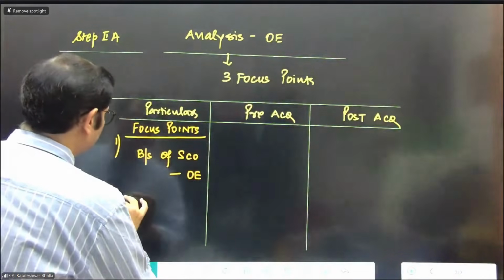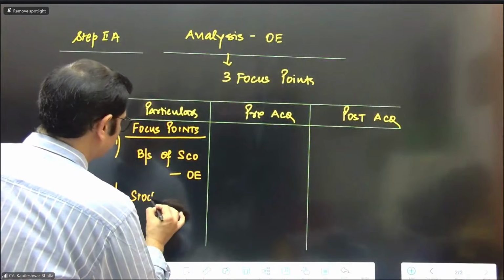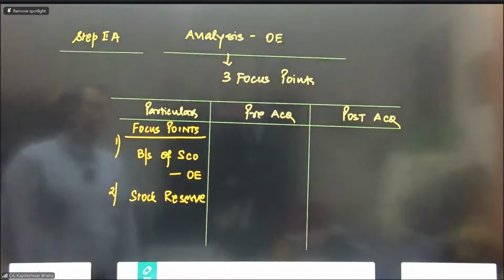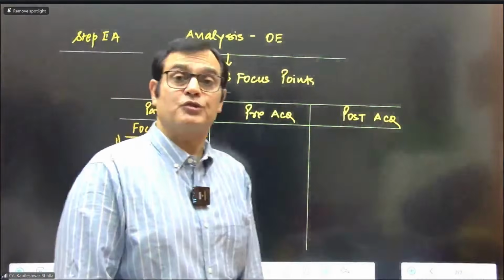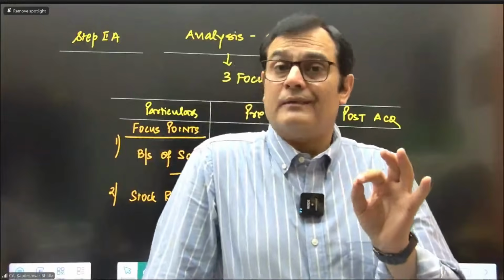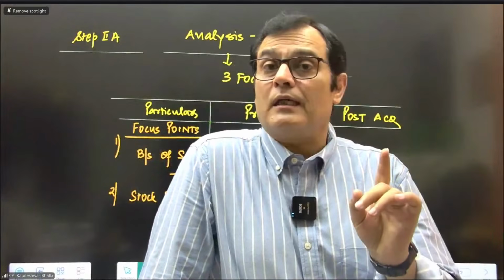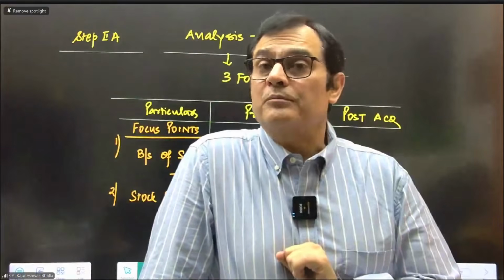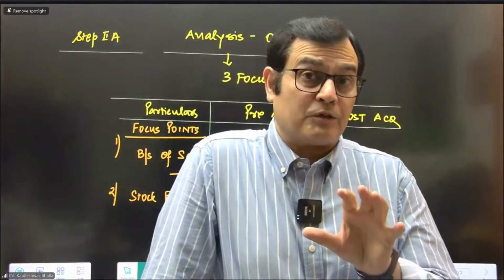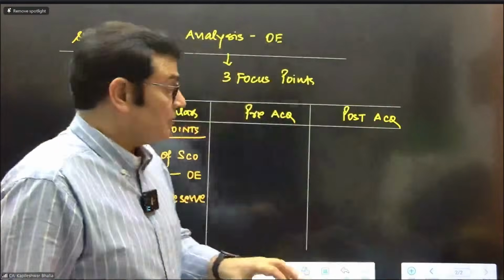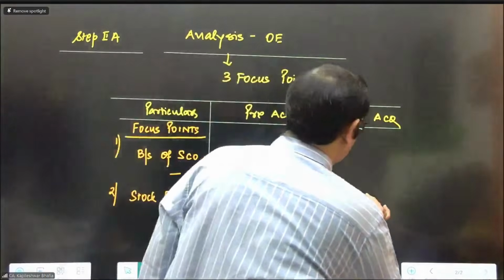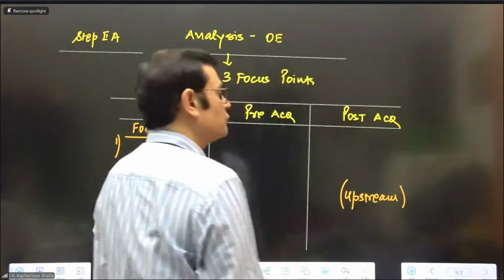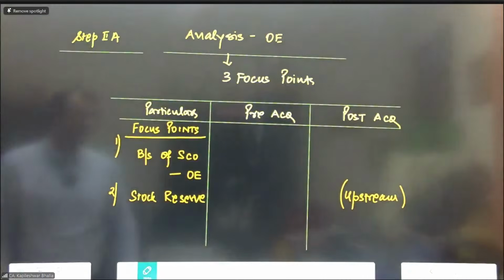The second focus point is looking at the stock reserve. Now, as you know, there are two kinds of stock reserve, one is upstream and one is downstream in nature. We need to be careful that the stock reserve elimination done in the analysis is the upstream one. The subsidiary made profits from the parent company and therefore it's a part of its post-acquisition earnings. So this stock reserve, which is upstream in nature, is going to be reduced from the post-acquisition earnings. That is the second focus point.